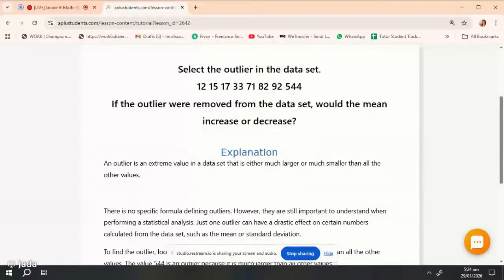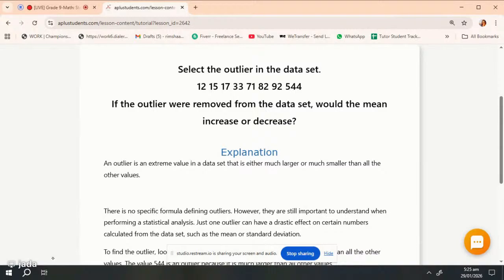Okay, and the second thing you check, there is no specific formula for finding an outlier. Okay, and just one outlier can have a drastic effect on certain numbers calculated from the data set, such as the mean or the standard deviation. Like, what does it mean? Look at here, this is 12. Now here 15, 17, 33, 71, 82, 92, 544.